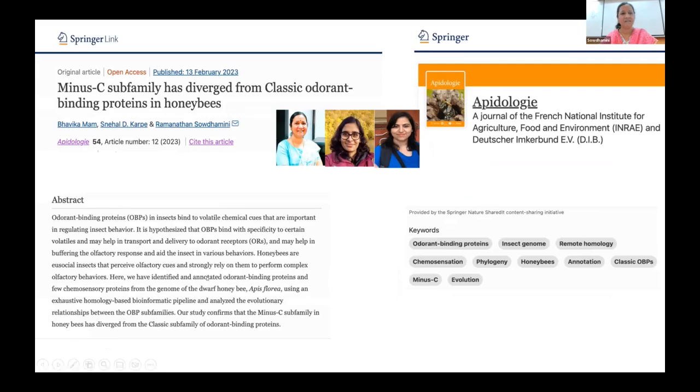And we further categorized them into classic and minus C subfamilies. Now, minus C OBPs are generally missing from bee genomes that are not honeybees. We used OBPs from the nearest relative of Apis florea, that is Apis mellifera, and we also used other public data to guide us in our study. In this process, we identified OBPs, a few chemosensory proteins or CSPs, and a long non-coding RNA in Apis florea. Our study shows that the minus C subfamily has evolved from the classic OBP subfamily in honeybees.